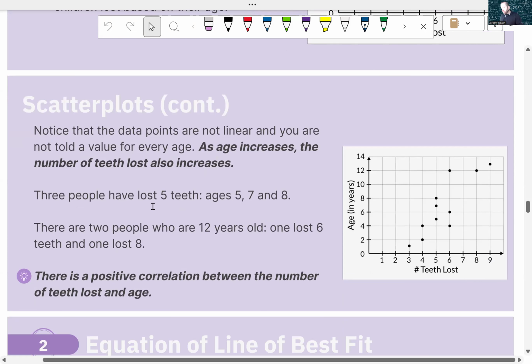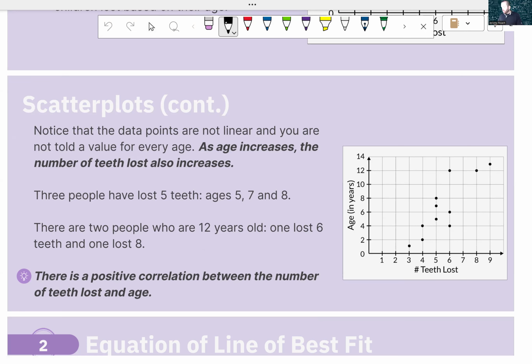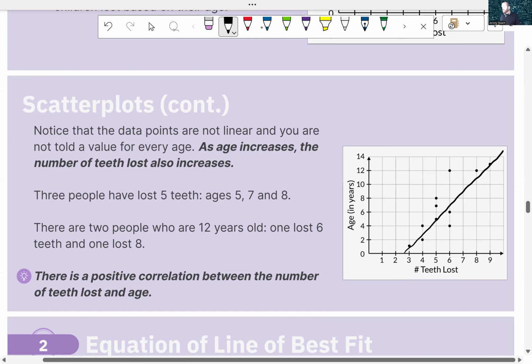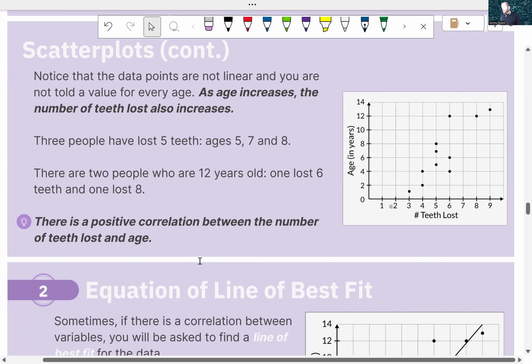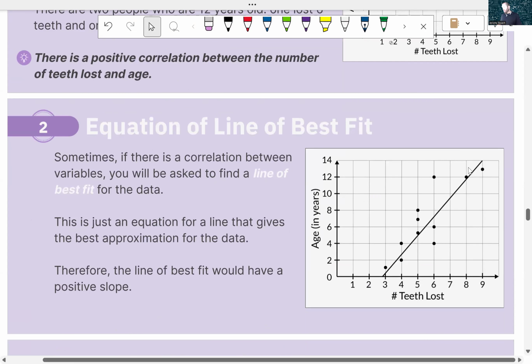So this is the same scatter plot, and this slide just says that there's a positive correlation between the number of teeth lost and age. And so that means that as one goes up, the other goes up as well. So we should have a trend where we can have what's called a trend line or a line of best fit that goes along with these points. I just roughly sketched one. There is a way to actually figure out exactly what the equation of that line is, and that's called the line of best fit. This is the line of best fit for this particular data set here.